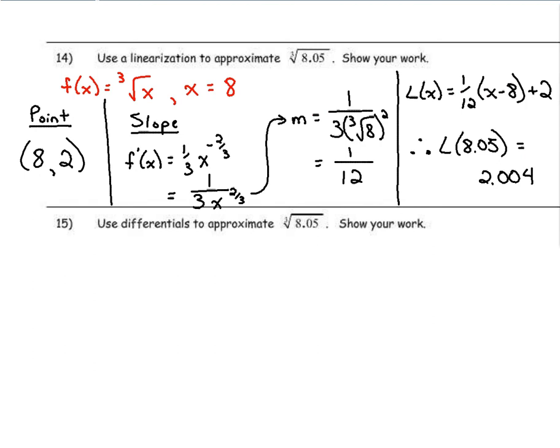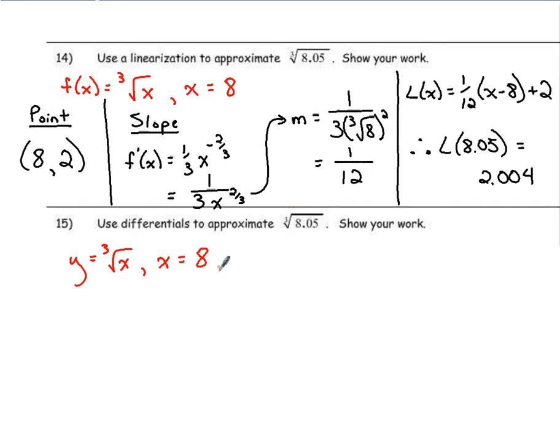Right, now if we look at number 15 here, we're trying to approximate the same value as what we were playing with in 14, only we're going to use the differentials approach. To use the differentials approach, let's start in the same manner as we did on 14. Let's establish a function. Let's let y equal, in this case, the cube root of x. Once again, we're using the cube root of x because I'm talking about a cube root right here. Let's pick out an x value that would be logical. Once again, we're going to choose 8 because 8 is the closest perfect cube to 8.05.